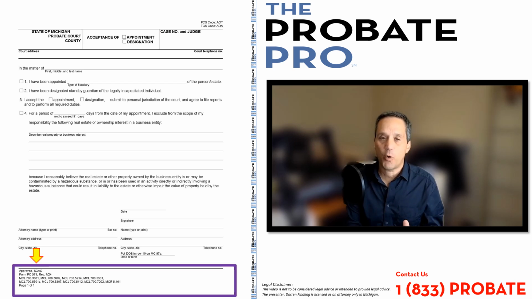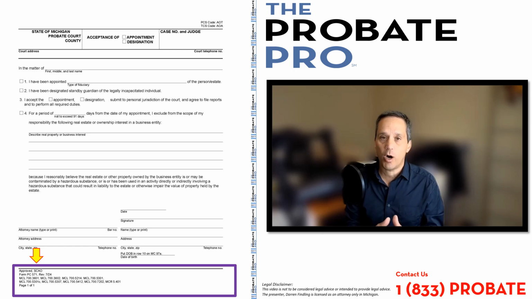The particular form is governed by various statutes and court rules. In the purple box, you'll see the various statutes and court rules that the form is designed for. The biggest reason that this form was updated was there was a change in law in relation to guardianship matters in which now you can designate a standby guardian.